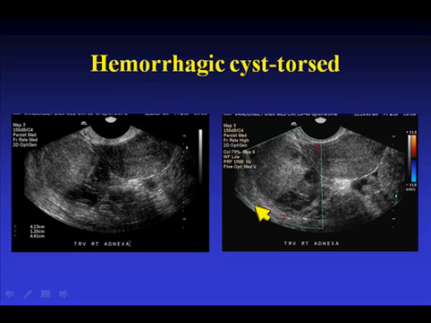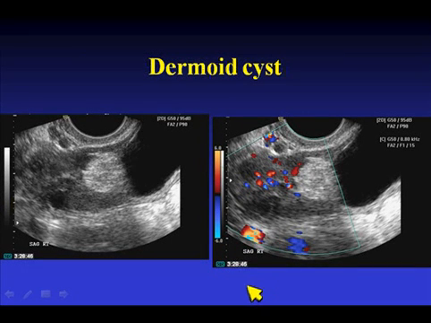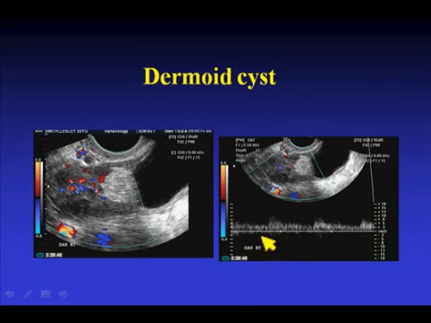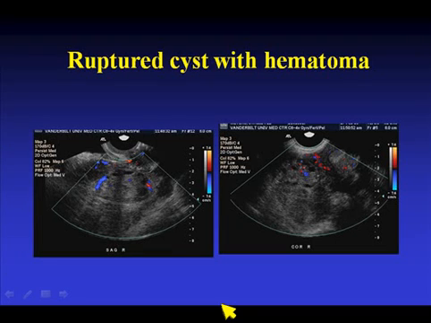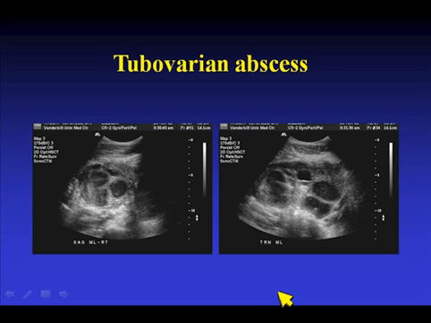This is a hemorrhagic lesion that has undergone torsion, and there in fact is no blood flow to this torsed ovary. This is an appearance of a dermoid cyst with an echogenic area related to sebum and some vascularity surrounding it. And here is the blood flow. This is a ruptured cyst with a surrounding solid hematoma. This is kind of homogeneous, and this pattern, of course, is nonspecific, but is typical of a resolving hematoma.